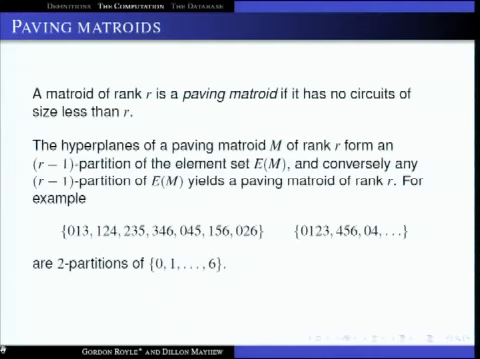I mean, uniform matroids have circuits. The smallest circuit in a uniform matroid is r plus 1. Well, when you've got r plus 1 elements, you have to be a circuit because you can't be independent anymore. A paving matroid is a matroid that has everything independent, and the first circuit is size r.